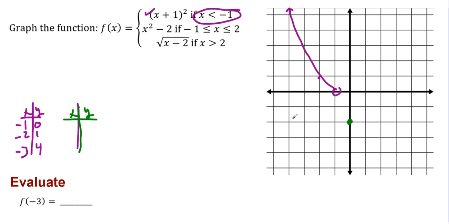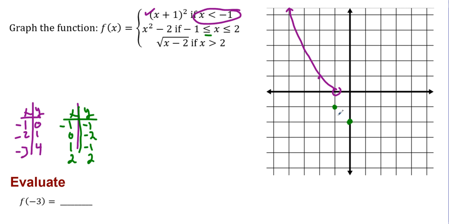And let's go ahead and graph this. We'll do -1, 0, 1, and 2. Output's going to be negative 1, negative 2, negative 1 and 2. So I already graphed my vertex. So let's go ahead and do the negative 1, and that's going to be inclusive. See that right there? So it's going to be a solid dot.